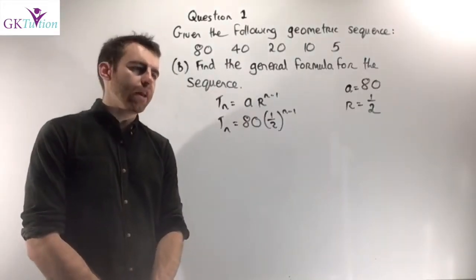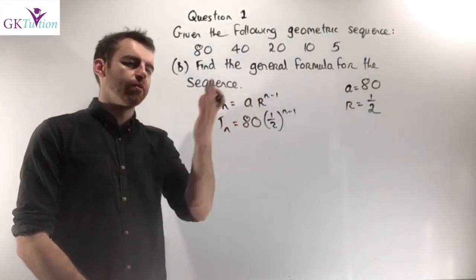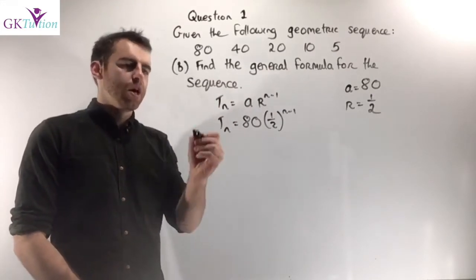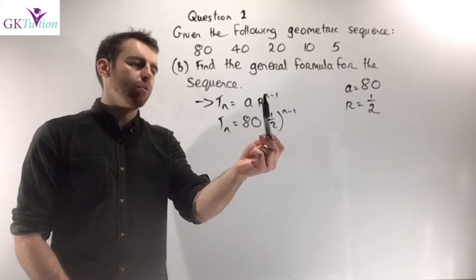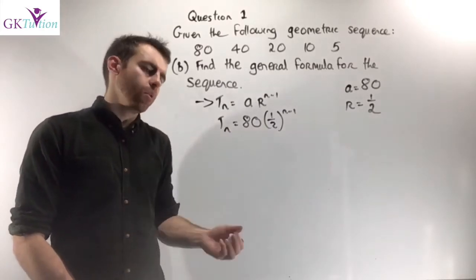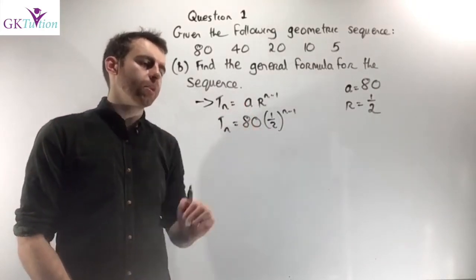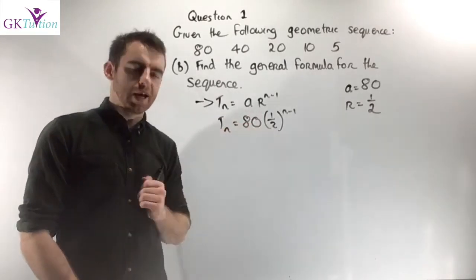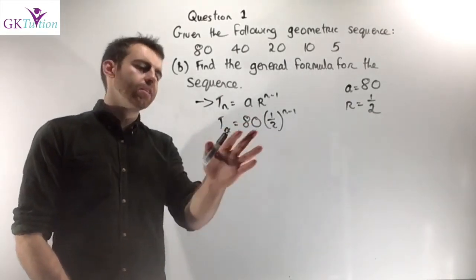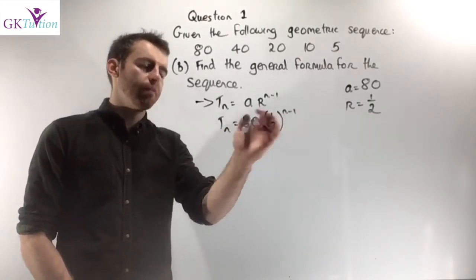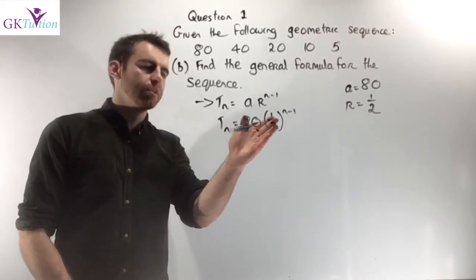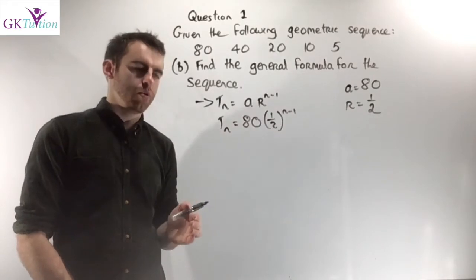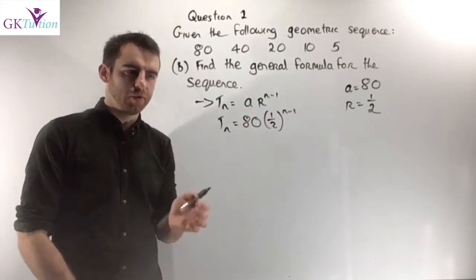Okay, so once we have A and r, to get the general formula for the sequence is relatively straightforward. On page 22, it tells me the general formula Tn is equal to A r to the power of n minus 1. So all you're required to do is, instead of A, you sub in an 80, instead of r, you sub in a half. I could say that Tn is equal to 80 times a half to the power of n minus 1. But I'm not allowed to multiply the half by 80, because it's a half to the power of an unknown, which means for the moment I want to avoid it.